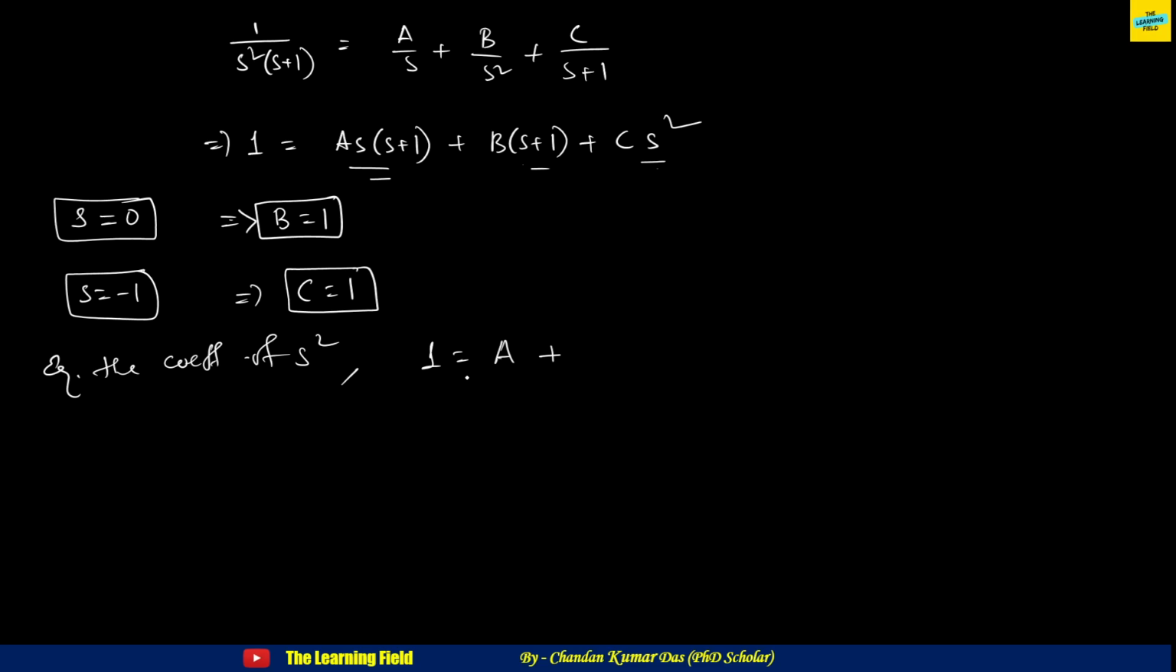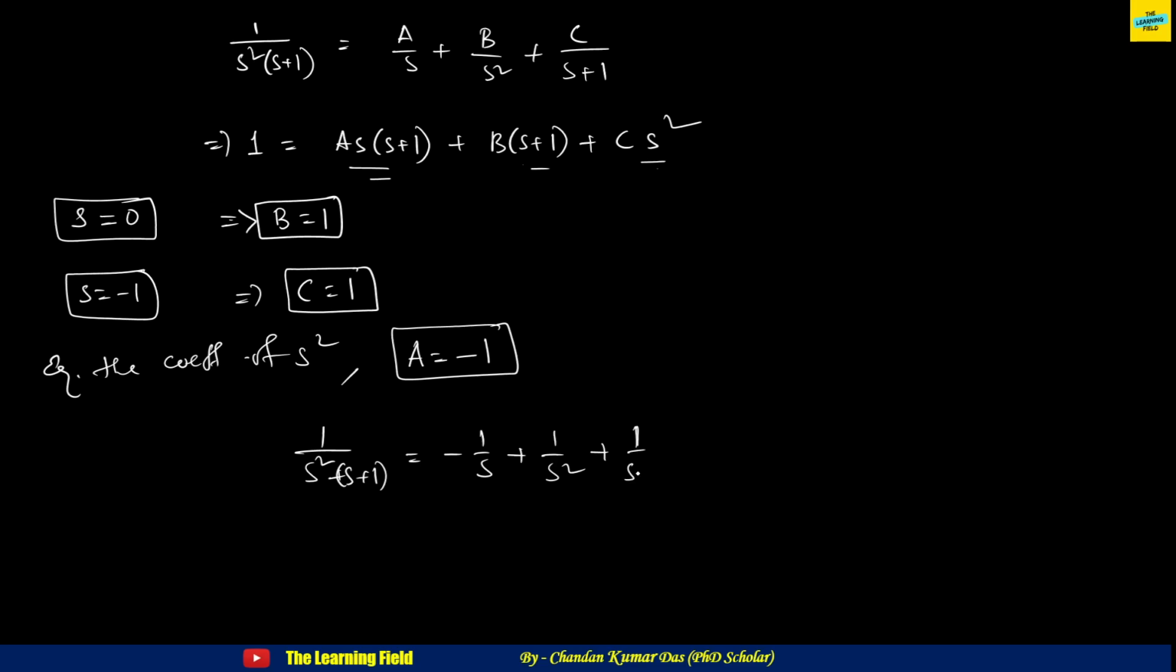Equating the coefficient of x square, a is equal to minus 1. Fine. So we can write the solution: 1 by s square into s plus 1 is equal to minus 1 by s plus 1 by s square plus 1 by s plus 1. Now the Laplace inverse of this.